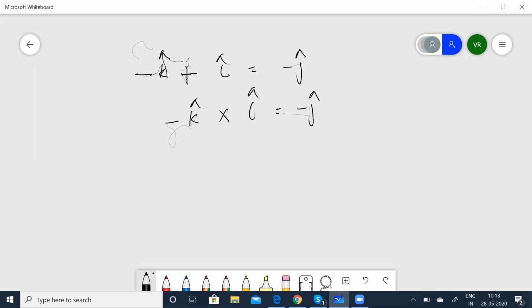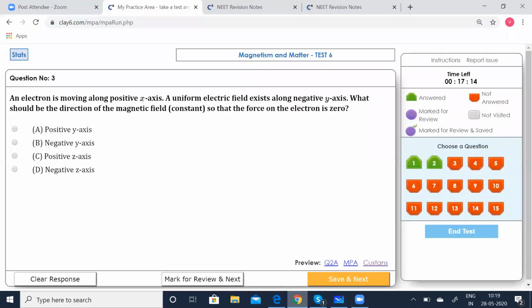So the magnetic field is the negative z axis. So it will produce a force in the negative y-axis, so you know, j represents the y-axis. So it is now going to be negative j. That means it is now going to be in the negative y-axis, which opposes the force due to the electric field. So let's see which option is correct. So negative y-axis, option y is, so it produces a force in the negative y-axis, which opposes the force. All right.